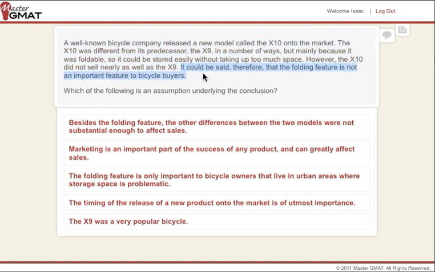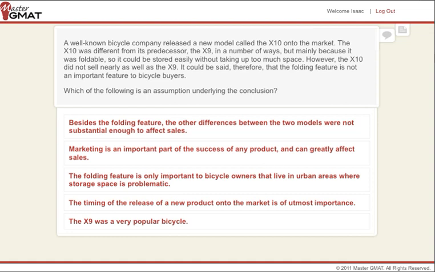It could be said therefore, and the therefore obviously tells you it's a good strong hint that you have a conclusion. So we know that therefore the folding feature is not an important feature to the bicycle buyers. Alright, what does that mean? Now, what we're looking for in essence is we have to ask ourselves, the author believes that a bicycle's folding feature is not important to someone buying a bicycle, based on the facts that X10, a foldable bicycle, did not sell as well as X9, its predecessor.